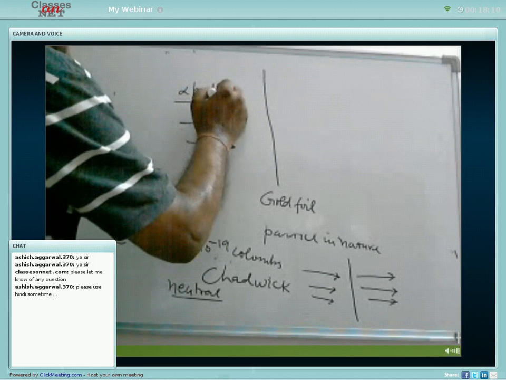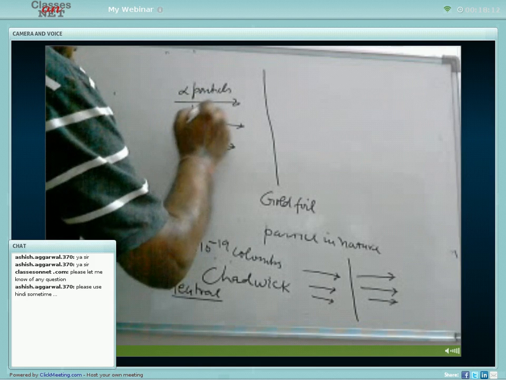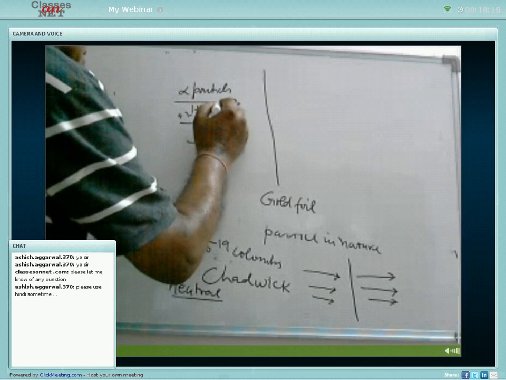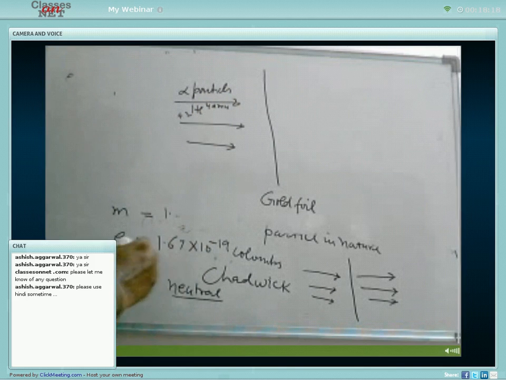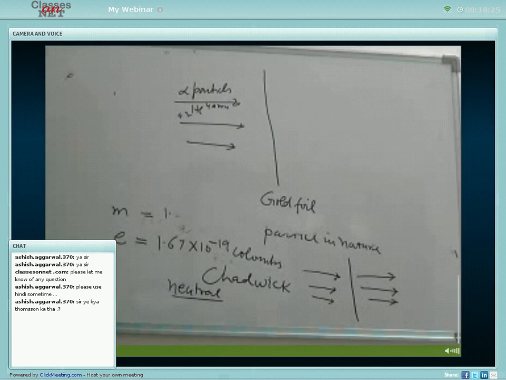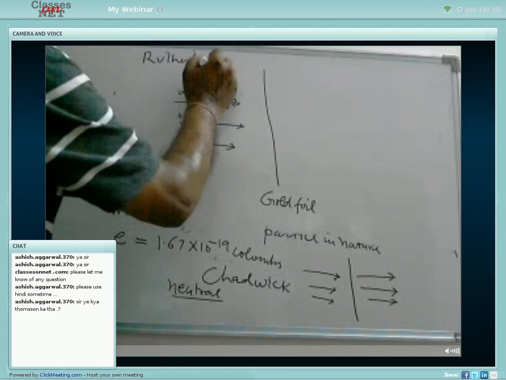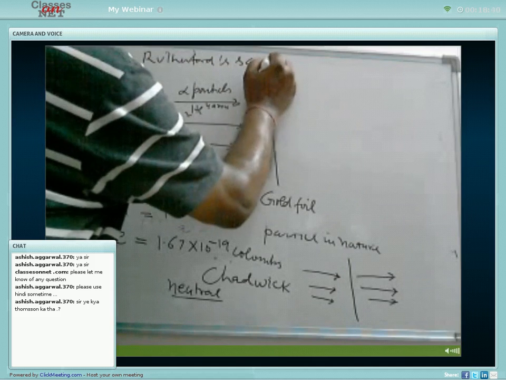Alpha particles are helium particles. The helium particle has a positive 2 charge and a mass of 4 atomic mass units, where 1 atomic mass unit is the weight of 1 atom of hydrogen or 1 neutron. Now, what he observed in this experiment, which is called Rutherford's scattering experiment.